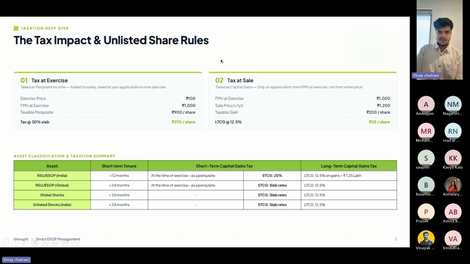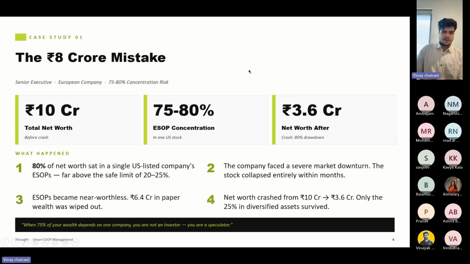That is on taxation. Now we're going to talk about a case study. It's a real case study which has happened, but yeah, we have massive numbers. The client we had was having a total net worth of 10 crores. In that, 8 crores of his wealth was just ESOPs. We had suggested that, sure, it's a very high exposure, 75% to 80% of your net worth is just in ESOPs. That is a very high exposure. So we had suggested to trim it down a little to bring it to normal levels of say 20 to 25%. That is acceptable.